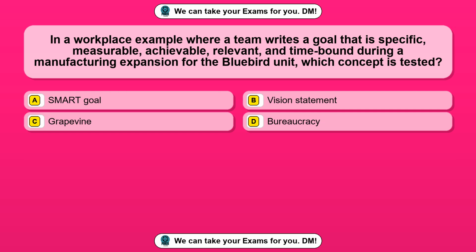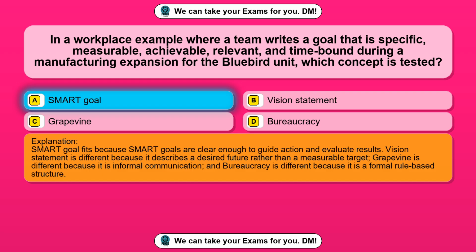Question 74. In a workplace example where a team writes a goal that is specific, measurable, achievable, relevant, and time-bound during a manufacturing expansion for the Bluebird unit, which concept is tested? Option A, SMART goal. Option B, vision statement. Option C, grapevine. Option D, bureaucracy. The correct answer is option A, SMART goal.